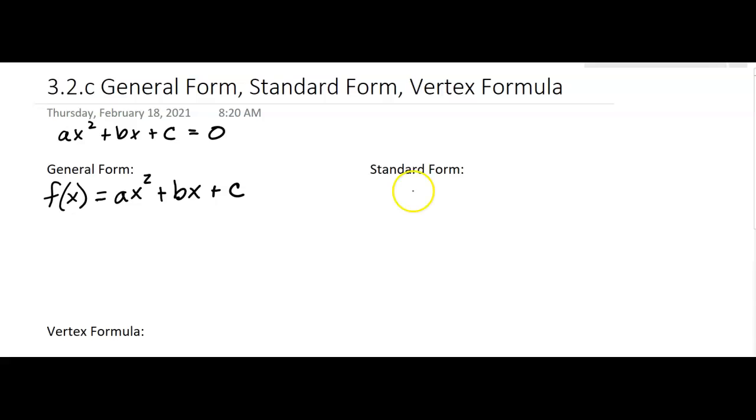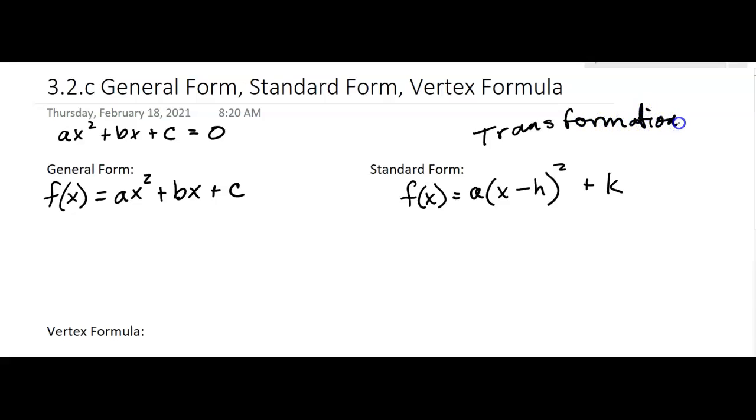The standard form is written this way: f of x equals a times (x minus h) squared plus k. This is more when we were working with transformations, and it's generally called the standard form. So you have the general form and the standard form. They also call it in the book the vertex form, which is fine, but most textbooks I've seen call it the standard form. Either way, this tells us certain things.